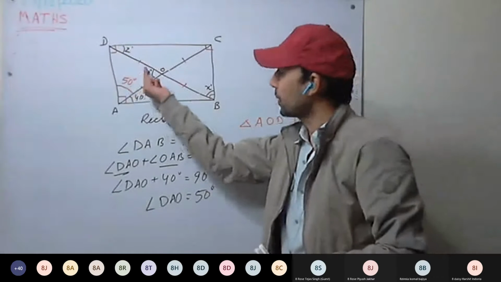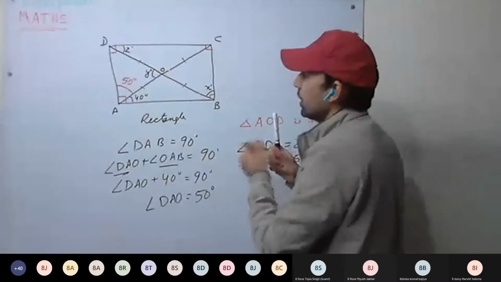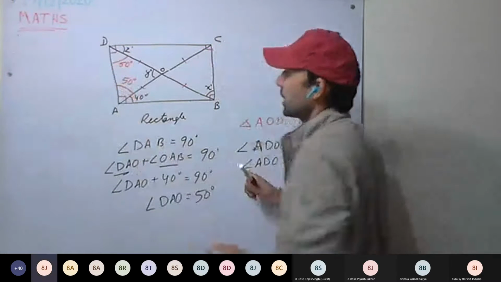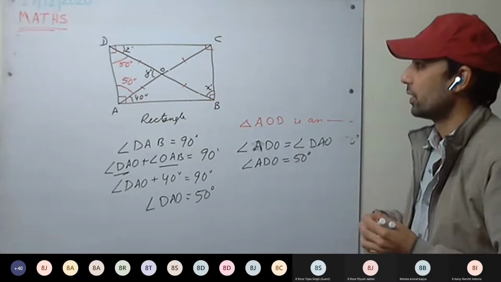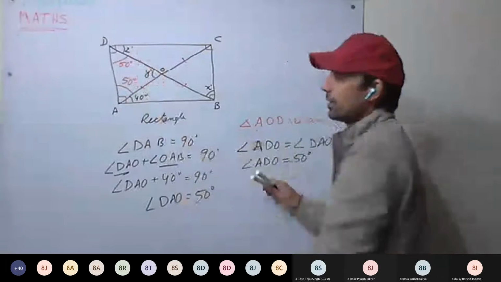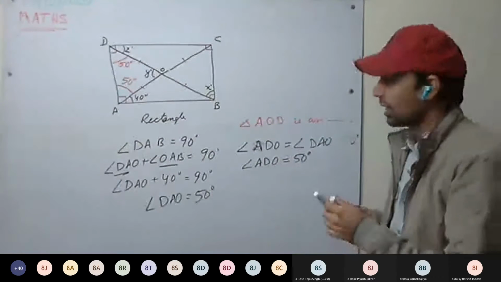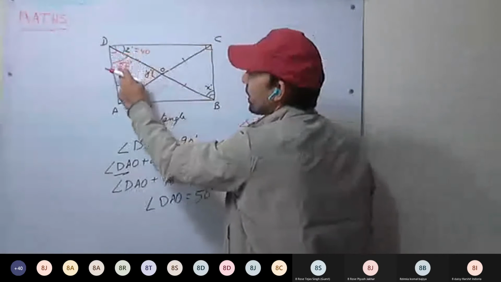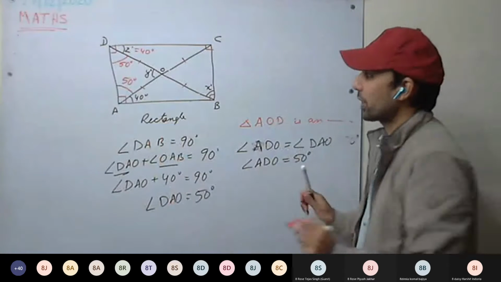So angles opposite to the equal sides will be equal. This is 50 degrees. Therefore, this angle is how much? 50 degrees. We have calculated. Now Z you can calculate. It will be how much? 40 degrees, that is 90 minus 50 degrees. Z we have calculated.